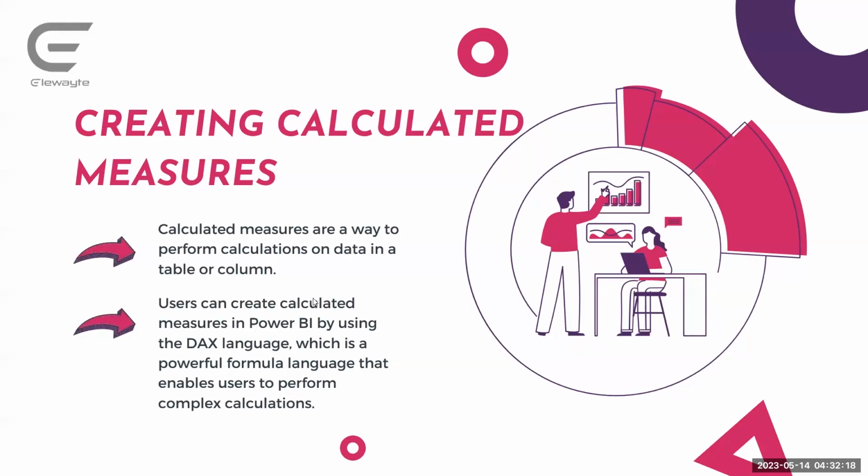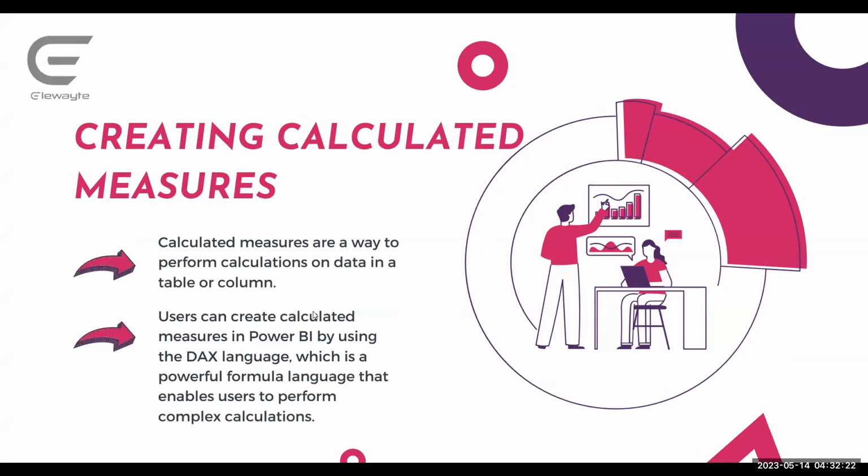So that is what we use measures for. So measures in simple terms are numeric values. They can be a count, sum, average, minimum, maximum.